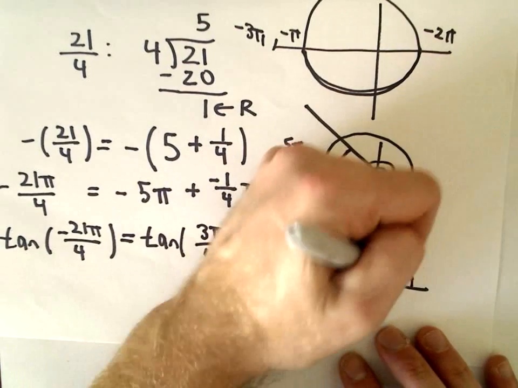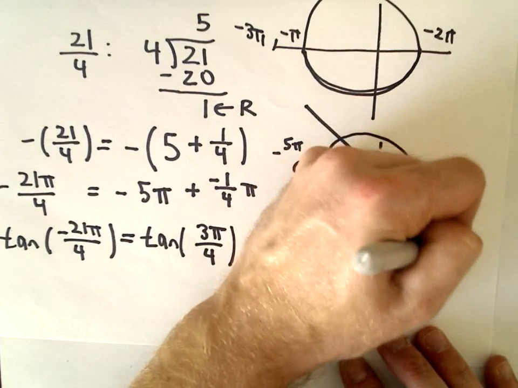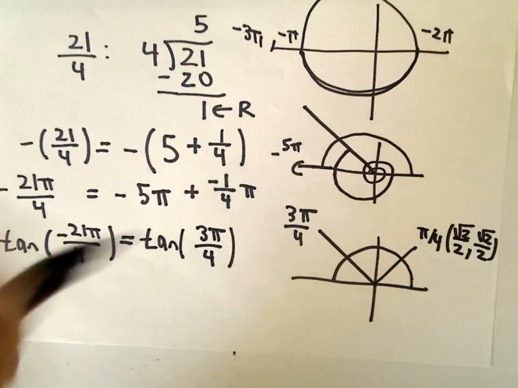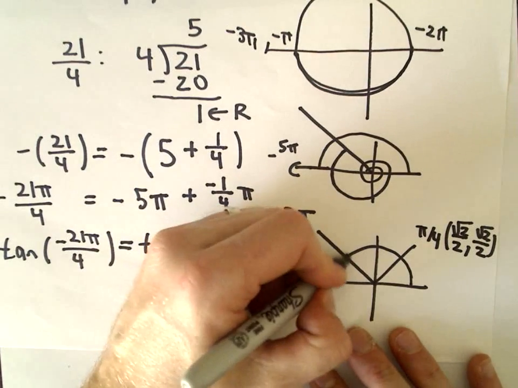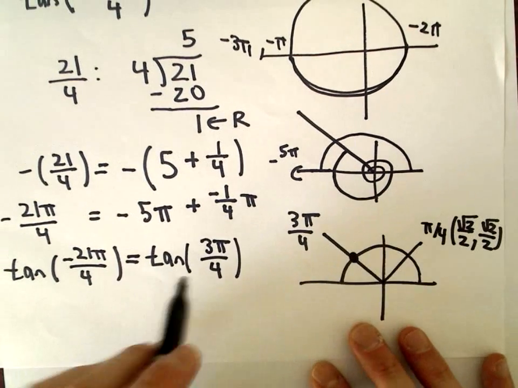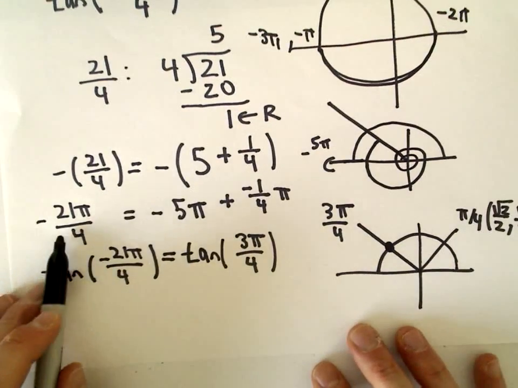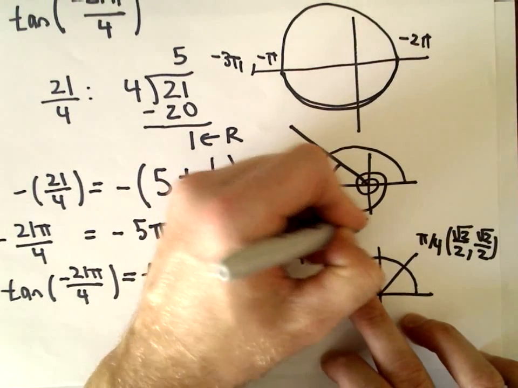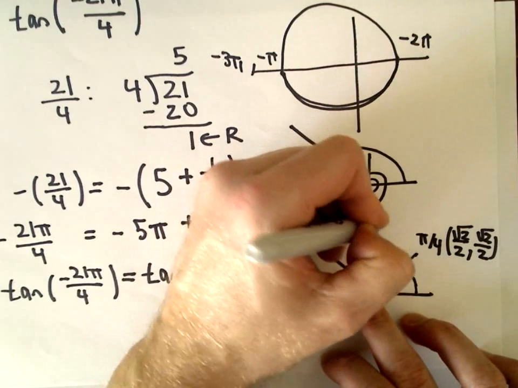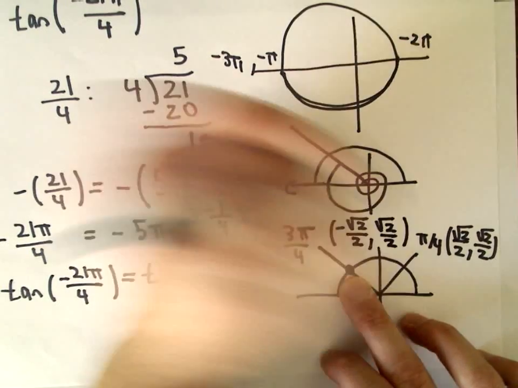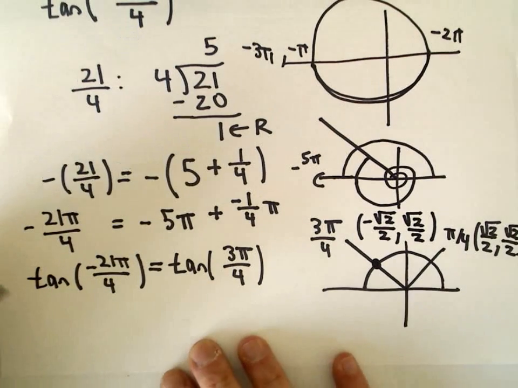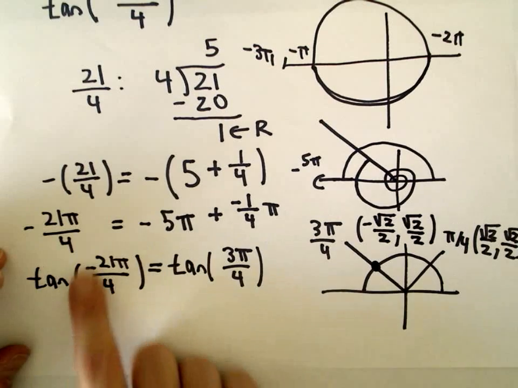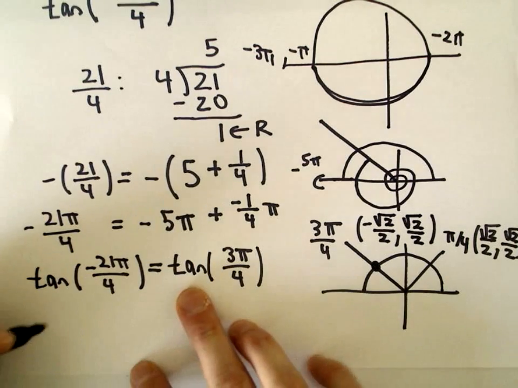So let me think about my circle. At pi over 4, I remember that it's positive root 2 over 2, positive root 2 over 2. The only thing that's going to change when you're sitting at 3 pi over 4, or equivalently, the angle negative 21 pi over 4, is that now the x-coordinate's going to be negative, so we'll have negative root 2 over 2, comma, root 2 over 2.